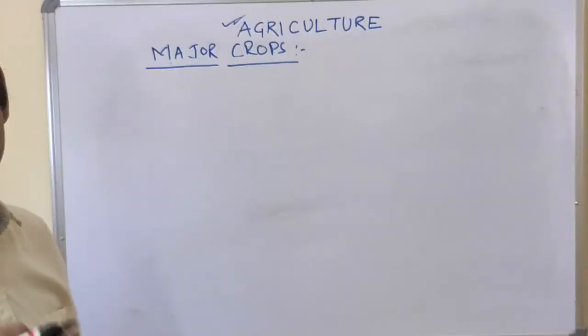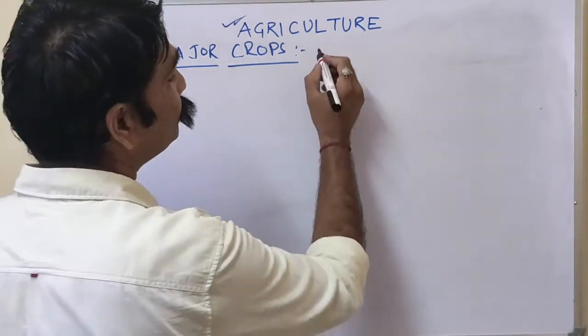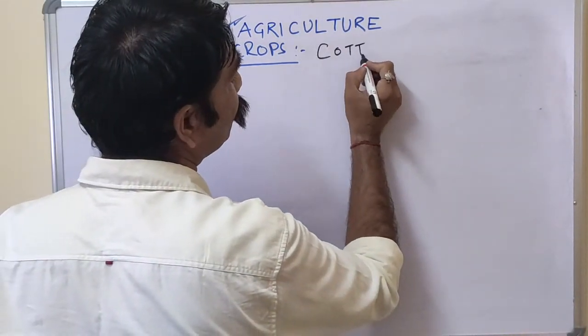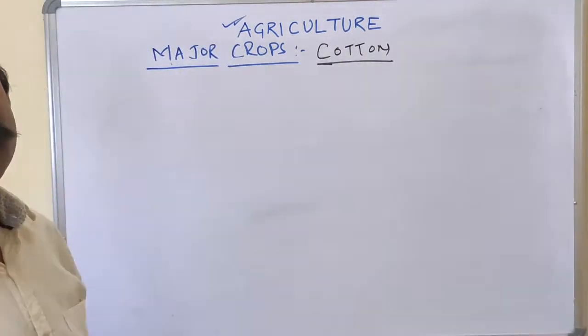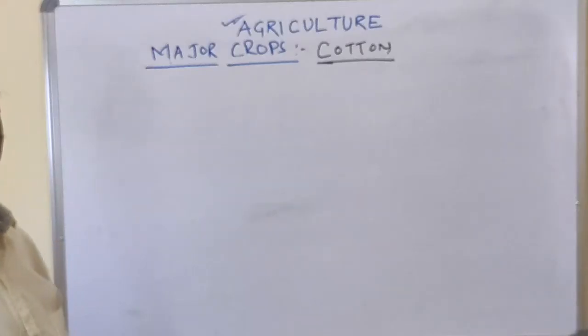So the next crop which we will be discussing is cotton. And this crop requires very high temperatures, okay, very high temperatures and light rain.